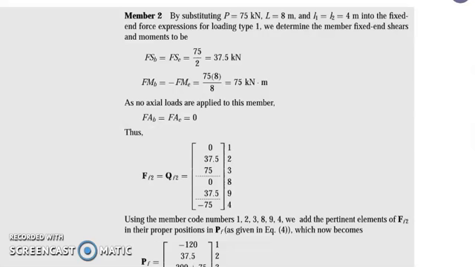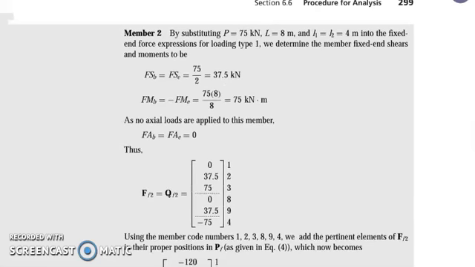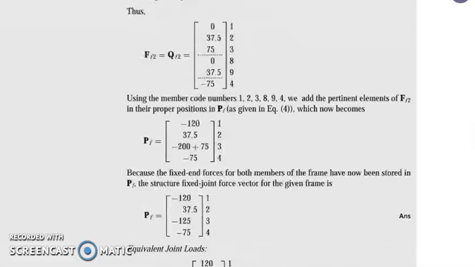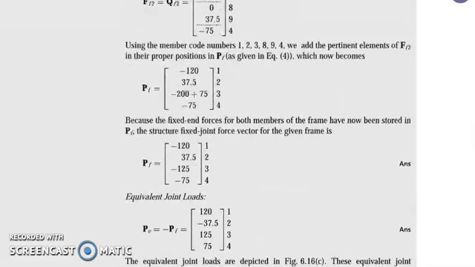You now have our fixed force vector in the global coordinate system. You have the values, and you can write the code number for each, as well as for member 1, so that you can now assemble your P sub F, our structure fixed force vector. To assemble that, you identify the number of degrees of freedom, so 1, 2, 3, 4. Then you refer to member 1 and member 2 if there is a code number referring to 1, 2, 3, and 4. Then you write the value, then you simplify. You have now your structure fixed joint force vector P sub F.